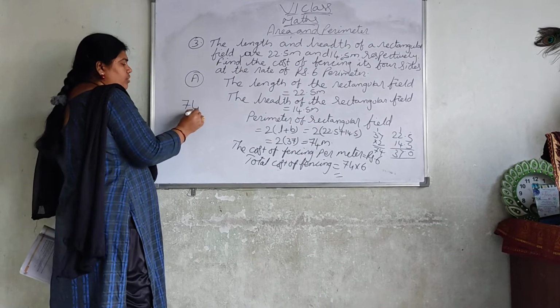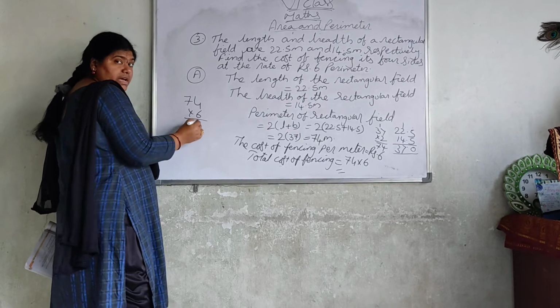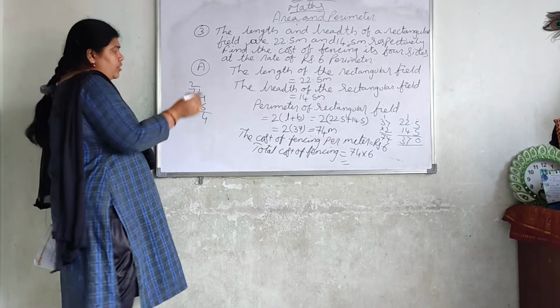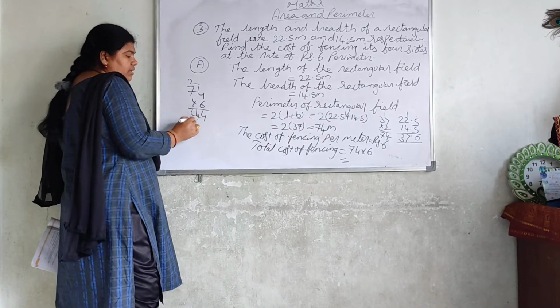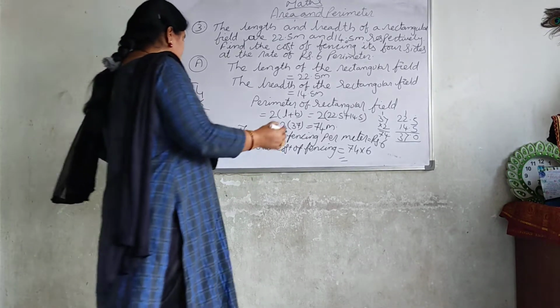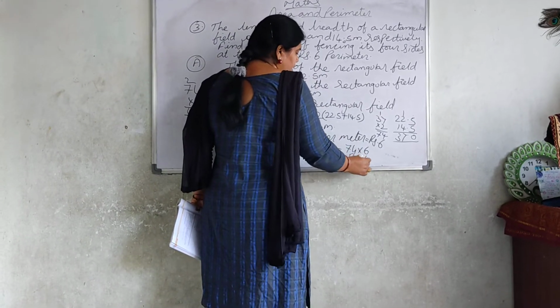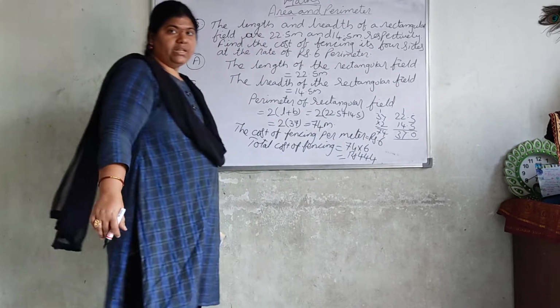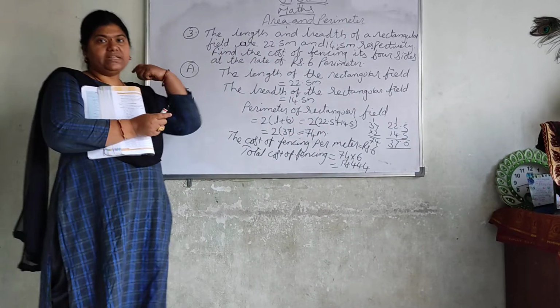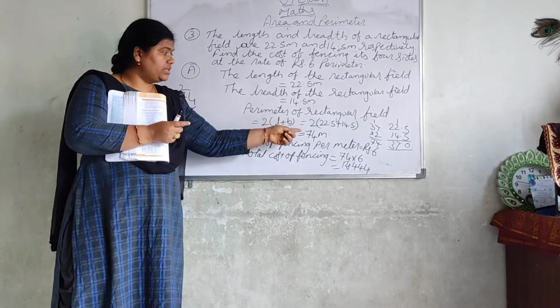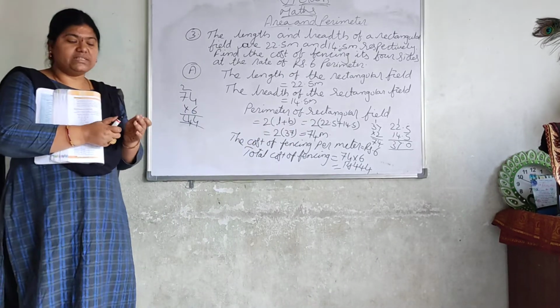So 74 into 6. 6 fours are 24, carry 2. 6 sevens are 42. 42 plus 2, 44. Okay. Now the cost of that is 444 rupees. The cost per meter is 6 rupees, so for the total cost of fencing, how many meters are there? 74 meters.